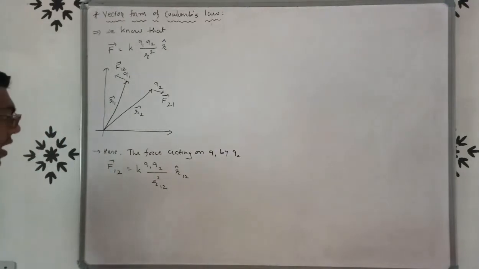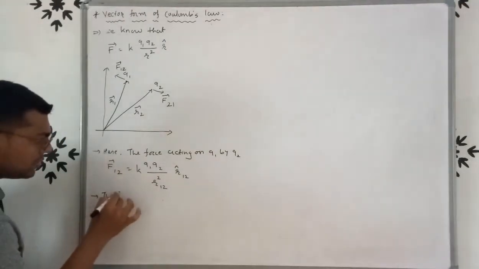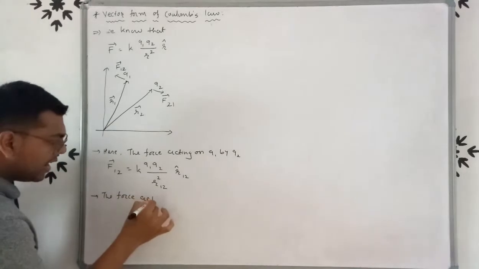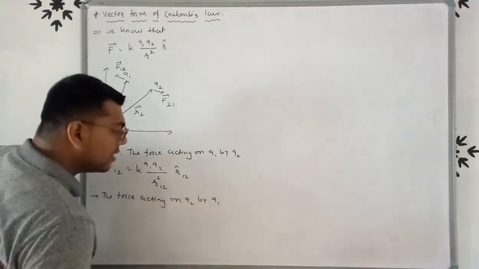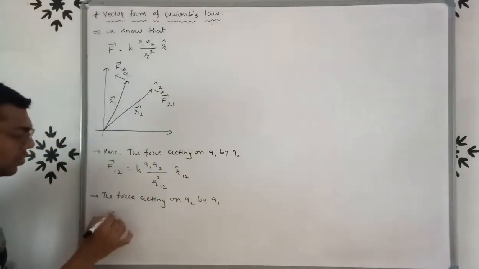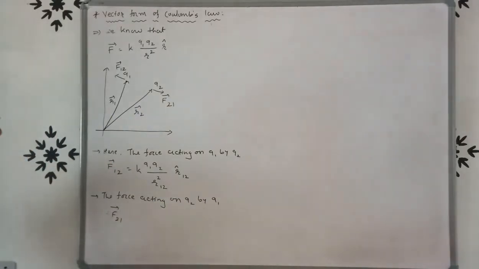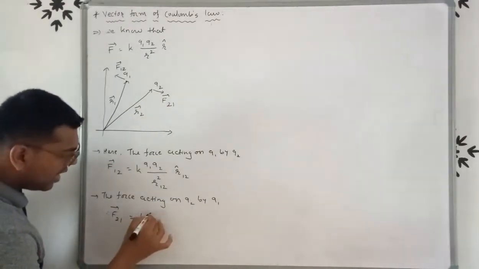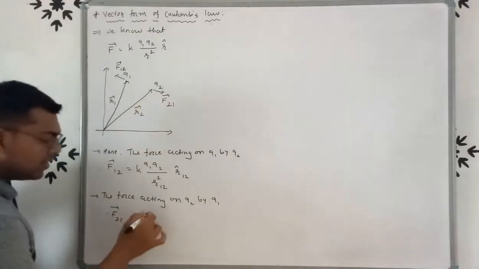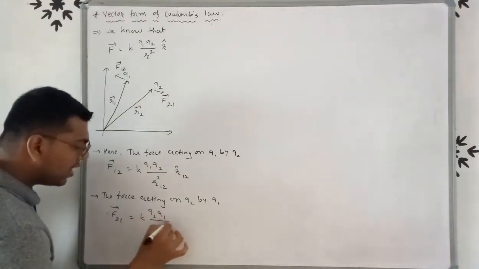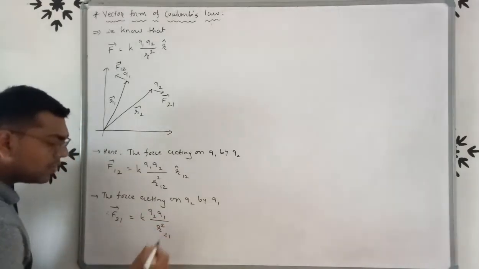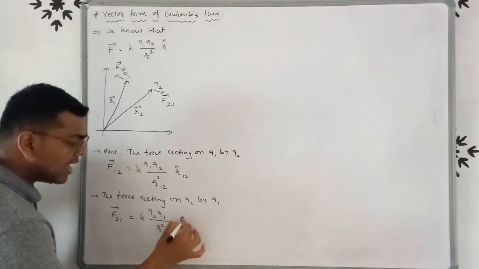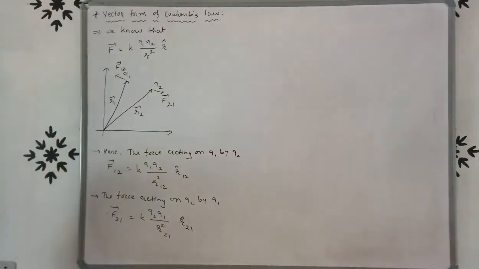Again, the force acting on q2 by q1. So the force acting on q2, F2 by q1, so 1. So F21 is equal to K, the charges are 2, 1, so q2 q1 upon R square, but here F21, so R21 square, and the direction is R cap 2, 1.